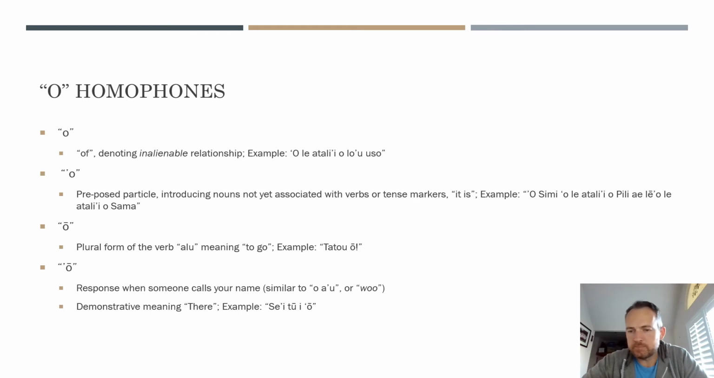So osimi, again, simi is just the name of a person. It's basically the Samoan form of Jim. And so far we haven't associated it with a verb, so we're going to put O in front of it. It kind of introduces the noun. You can think of it as being translated in English as 'it is.' So osimi o le atali'i o pili, ai leo le atali'i o sama.